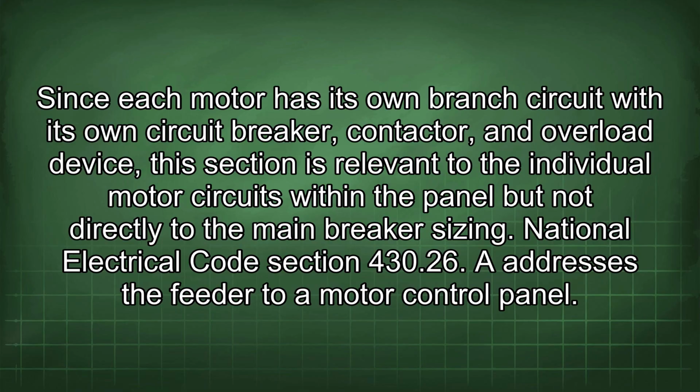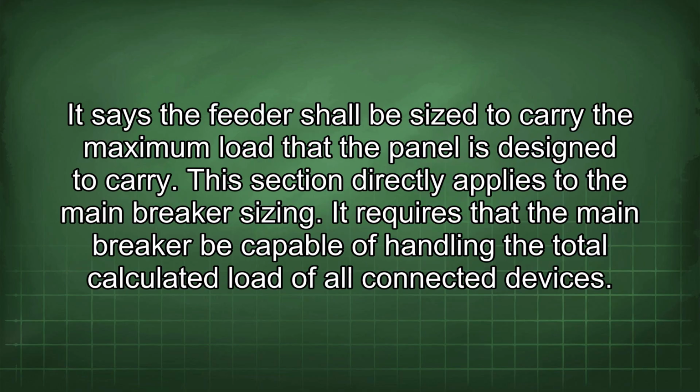National Electrical Code Section 430.26 addresses the feeder to a motor control panel. It says the feeder shall be sized to carry the maximum load that the panel is designed to carry. This section directly applies to the main breaker sizing. It requires that the main breaker be capable of handling the total calculated load of all connected devices.